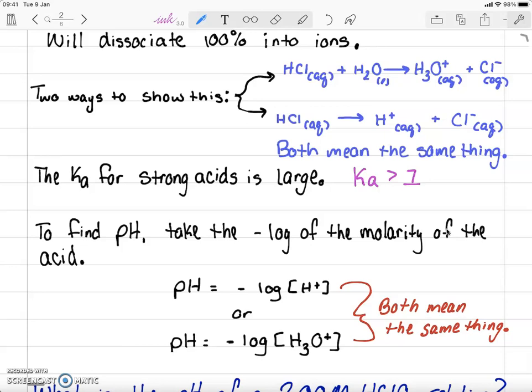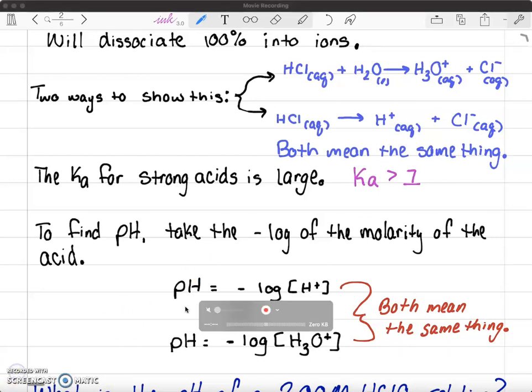Now, to find the pH of a strong acid, you need to use the equation pH is equal to the negative log of H+, or you can use the equation pH is equal to the negative log of H3O+. They both mean the same thing. Essentially all you need to do is figure out what the molarity of that acid is and take the negative log of that molarity, because the molarity will be equal to the H+ concentration of the acid, and I'm going to show that in the following problem.